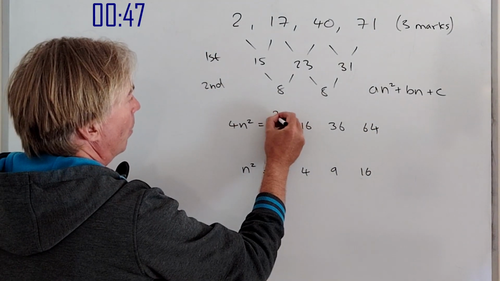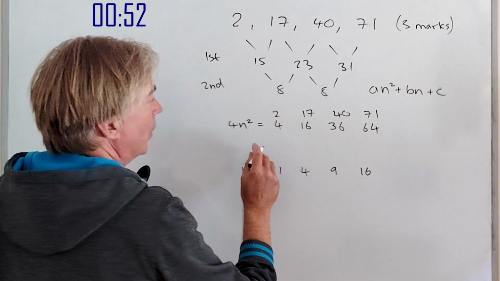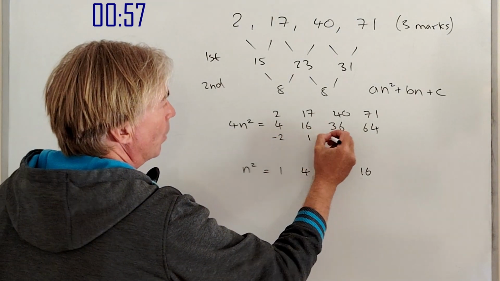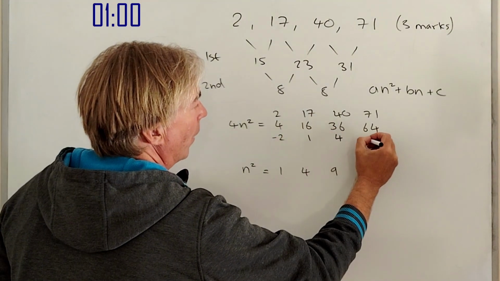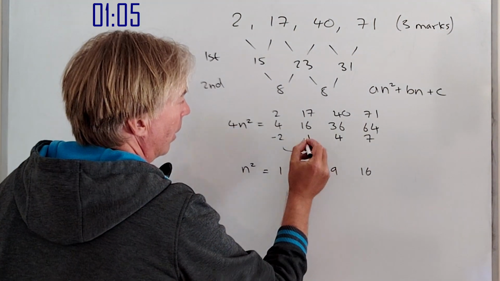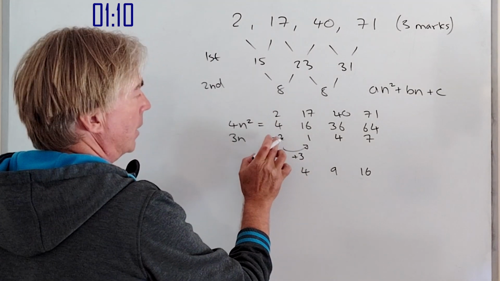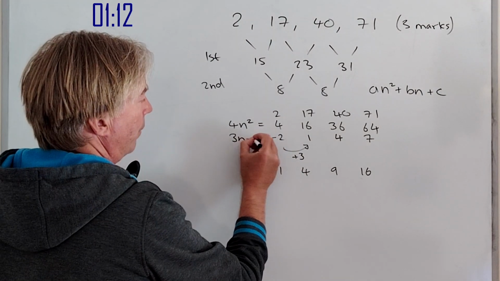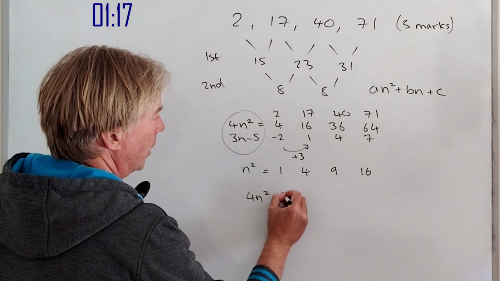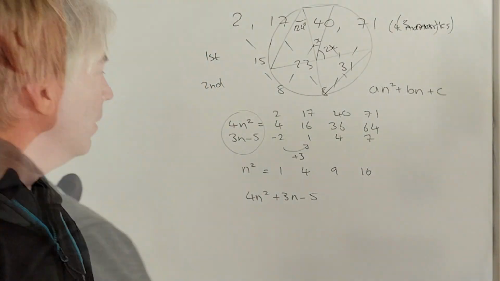I'm going to put our sequence that we want on the top. And I'm going to subtract our 4n squared from our sequence to get the linear component. So 4 from 2 is negative 2, that's going to be 1, that's going to be 4, and that's going to be 7. So our linear component is going up in 3s. Okay, so I know it's going to be 3n, and 3n starts at 3, this starts at negative 2, so I've got to subtract 5. So I'm going to combine these two, and our nth term is 4n squared plus 3n take 5. So I'm going to put a timer on that and see how well we did.